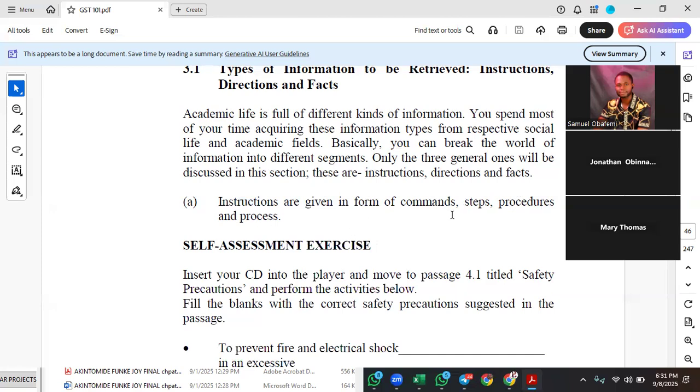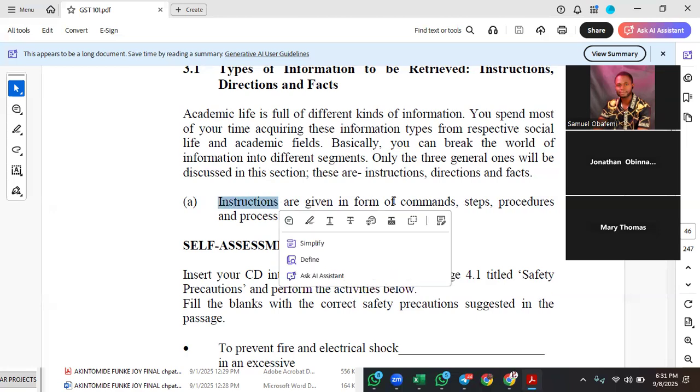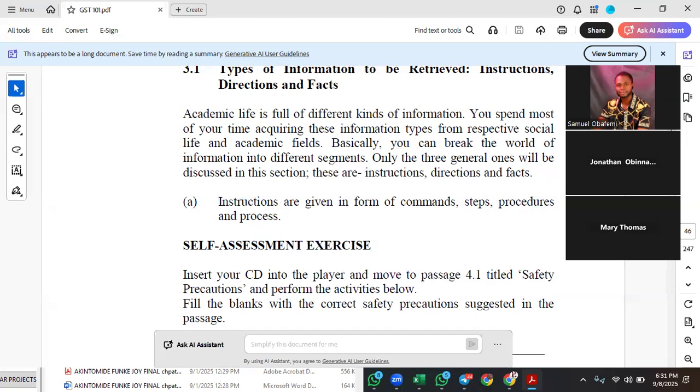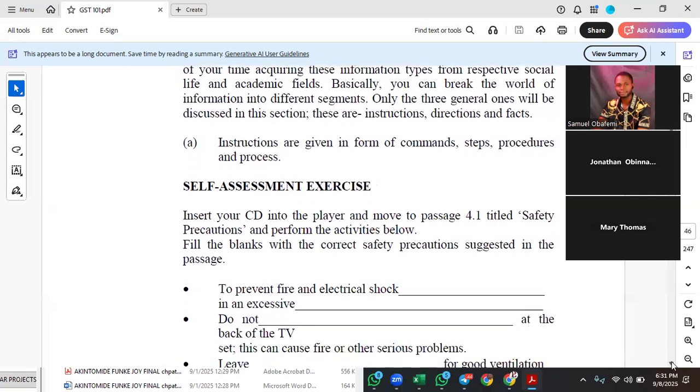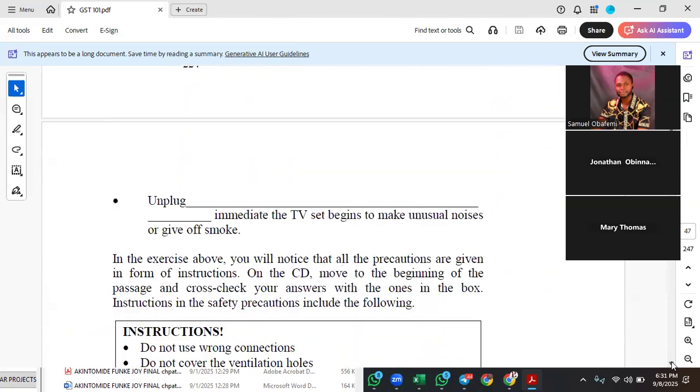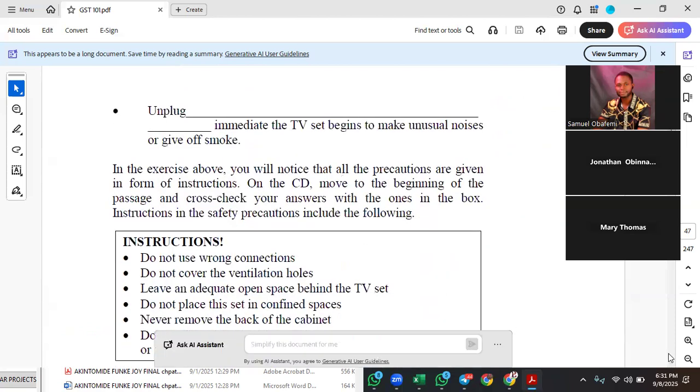Is Mary Thomas here? Let's unmute and read it together. Yes, 1, 2, go. Instructions are given in form of commands, steps, procedures, and process. Good. So we are following. That is it. So let's leave all this blah blah blah. Those are stories. Now, okay, let's leave that.